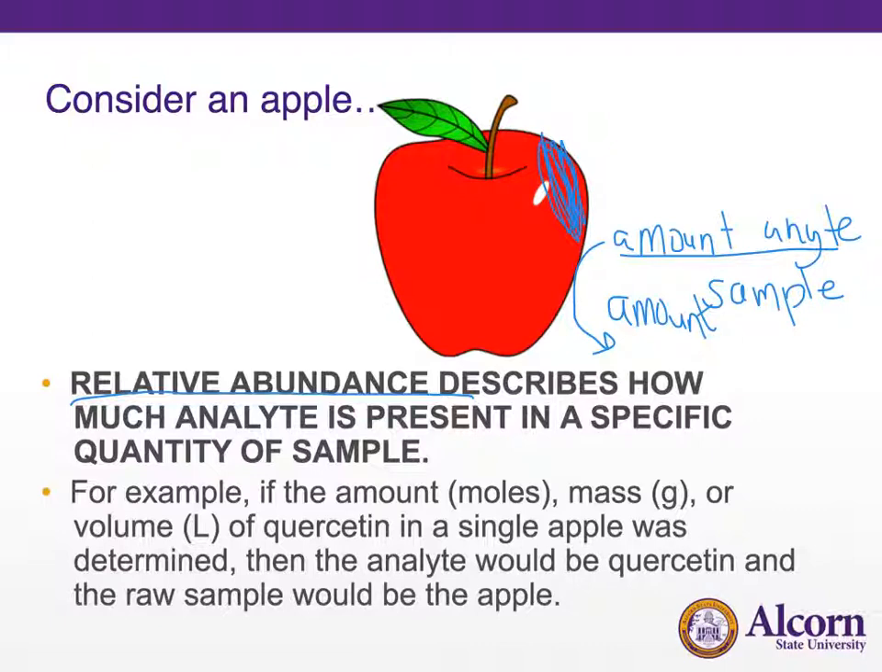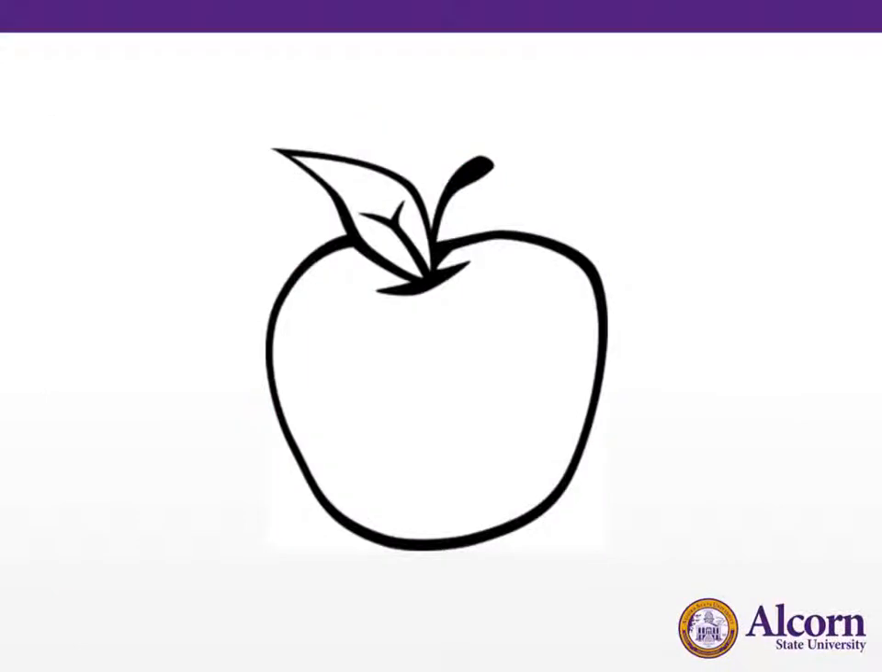Okay, so for example, we will measure the amount of analyte in either mass, moles, or volume relative to the sample in mass, moles, or volume. If we're talking about a specific analyte relative to the whole apple, then the apple would be the sample, and the total mass or the total moles or the total volume of the compound that we're interested in would be the analyte, the total concentration, the total amount.